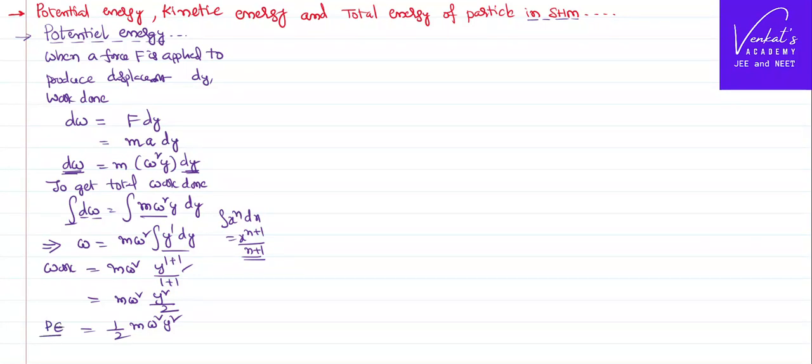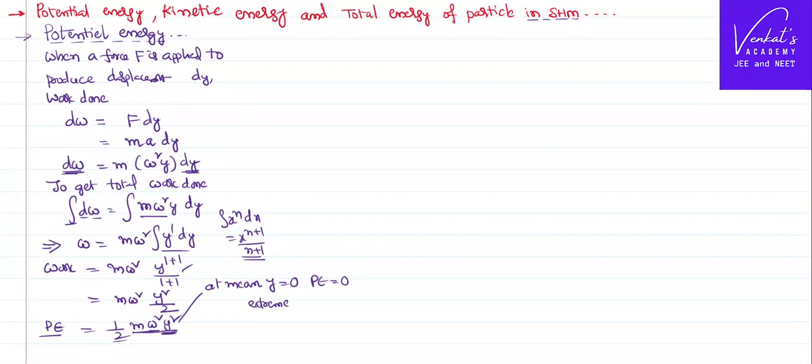That work done is stored in the form of potential energy. So potential energy is half m omega square y square. As I told you earlier, sometimes people call m omega square a spring constant k, so half k y square can also be written. We'll talk about it later when we discuss springs in particular. So it's very clear that potential energy depends on displacement, because half m omega square is constant. At the mean position, displacement is zero, y becomes zero, so potential energy becomes zero.